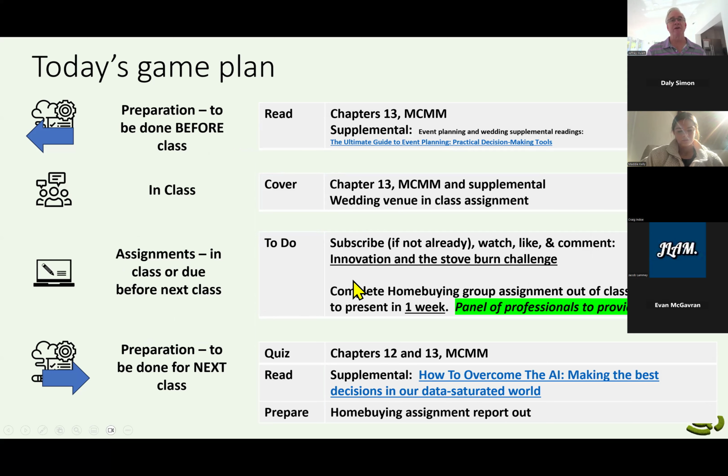Today we're going to be focused on chapter 13, which is on event planning and weddings. Hopefully you had a second to take a look at that supplemental, which is really what's written in chapter 13. My approach is I constantly update the thinking as we go. You'll have seen some similarities to what you read in the book, but there are also some differences, so hopefully that added context.